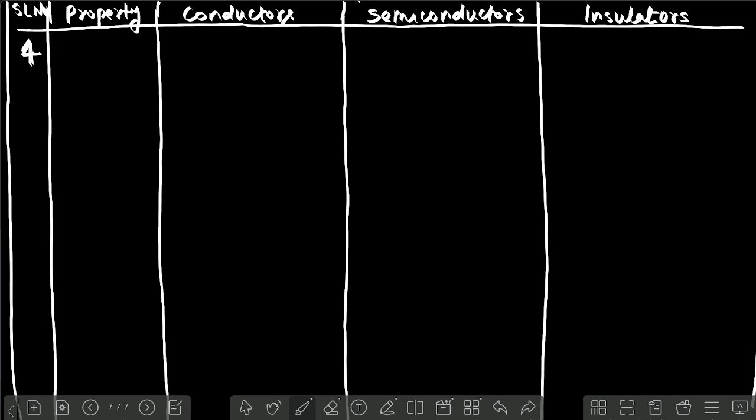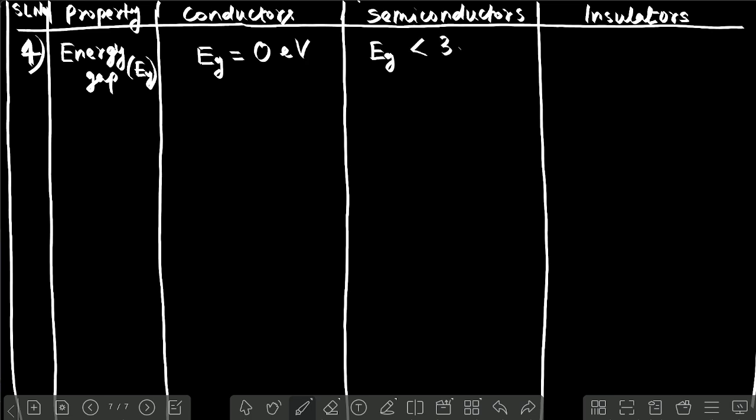Now see here. The fourth property is energy gap. In terms of energy gap, you check. Energy gap is basically given the symbol Eg. So remember, for a conductor, I can write energy gap equal to 0 electron volt. Yes or no? 0 electron volt. For a semiconductor, the energy gap is less than 3 electron volt according to your NCERT book. And for an insulator, it is greater than 3 electron volt.